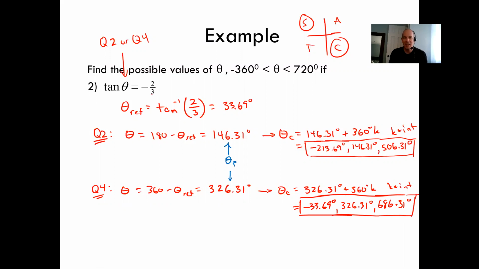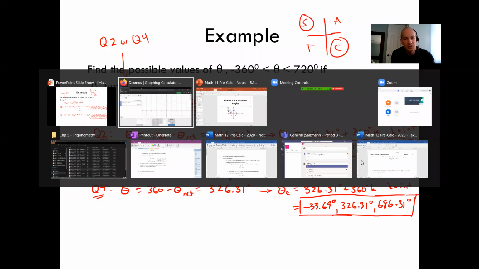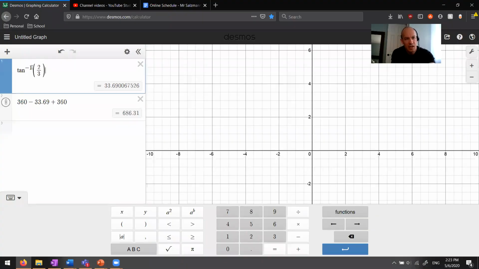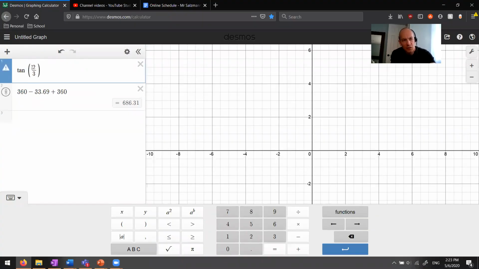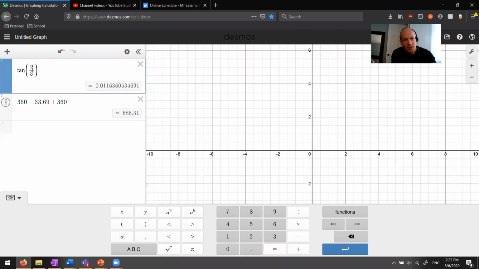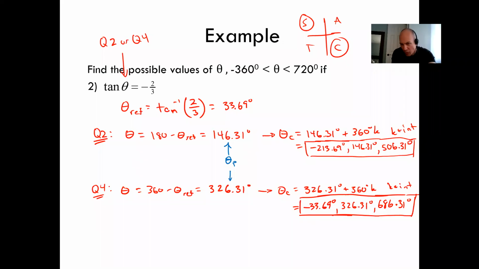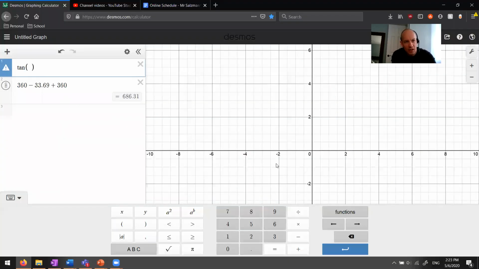So if I took tan and stuck any one of these answers in, I'm going to get -2/3. That's what we just solved. Let us just try testing at least one of them. Let's go tan of, and let's just pick one of the values. Okay, all you people watching, just shout a value out and I'll put it in. Okay, thank you, that was very helpful. So I'm going to try 686.31.